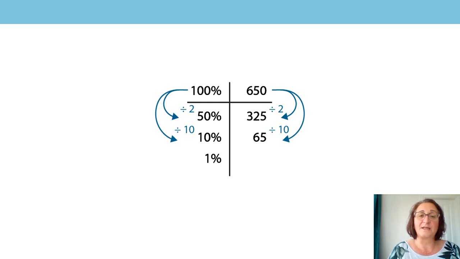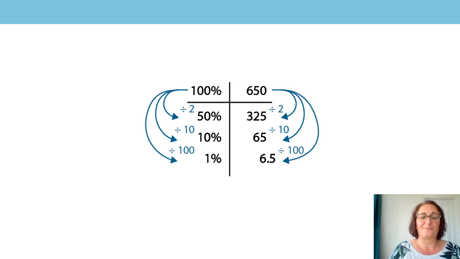To find 1% of any amount, I must divide the total by 100. So 650 divided by 100 is equal to 6.5. 1% of 650 equals 6.5. Okay.